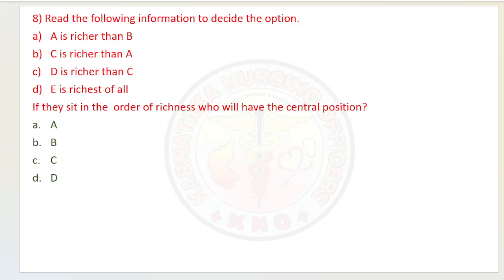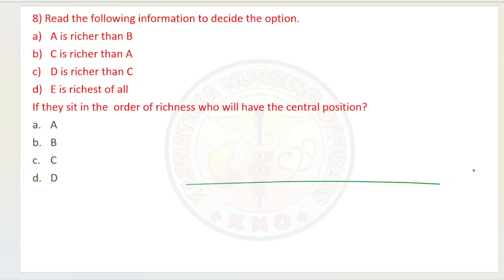Next question. Read the following information to decide the option. A is richer than B. B, C is richer than A. C, D is richer than C. D, E is richest of all. If they sit in the order of richness, who will have the central position? And the options are: option A, option B, option C, and option D.